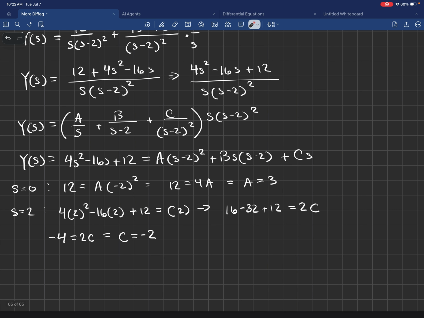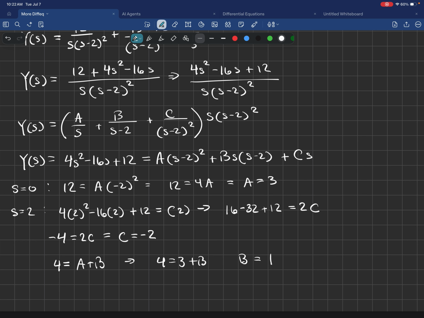Let's get the pointer out. So to find b, we can look at the coefficients of the s squared term on both sides of the equation. On the left side, the coefficient of s squared is 4. On the right side, the s squared term comes from the a s squared and then the b s squared. So the coefficient is a plus b. Again, we already found a, so this is just 4 equals 3 plus b, so b equals 1.